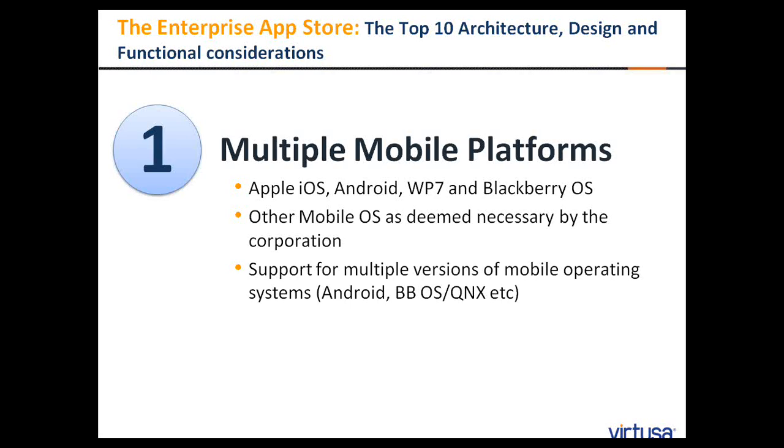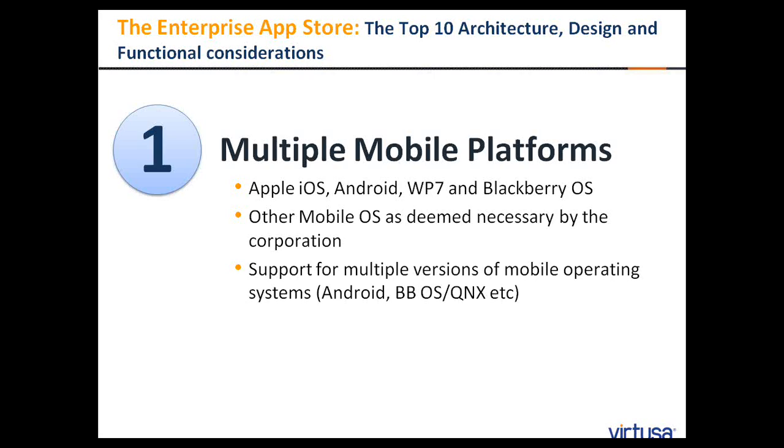And obviously, BlackBerry has the RIM OS, different versions of the RIM OS, including QNX, and if you're supporting BlackBerry, you need to make sure that you support those multiple versions of the apps also. So this is the number one design consideration. So you want to design an app store which will help you address all of these issues. You have built this into the architecture.